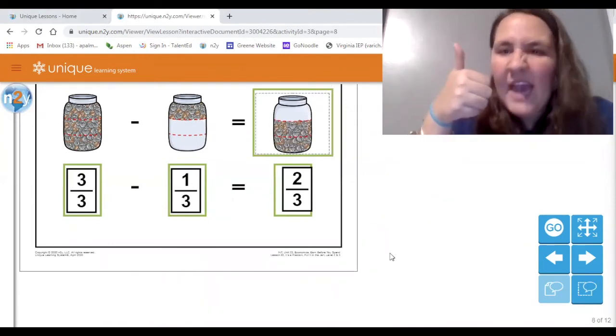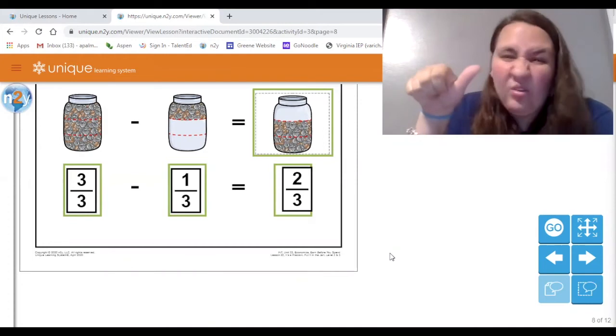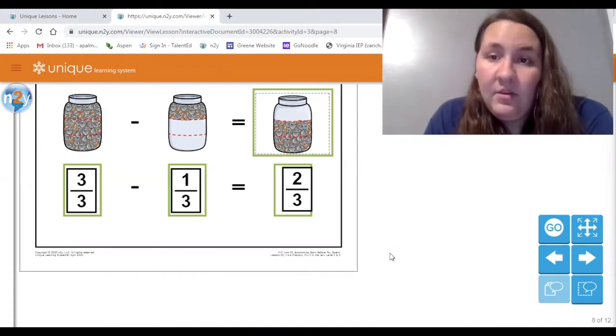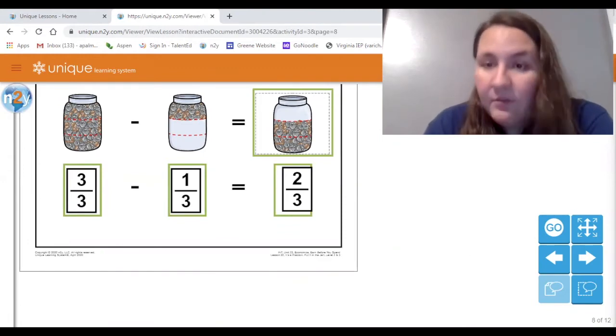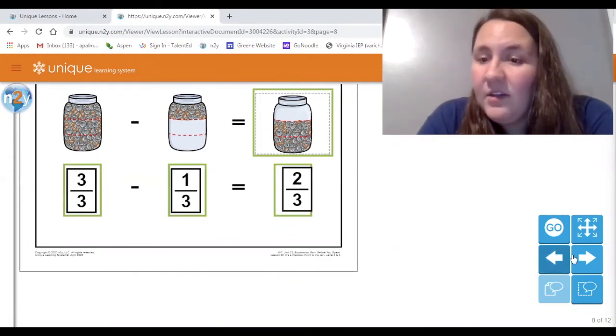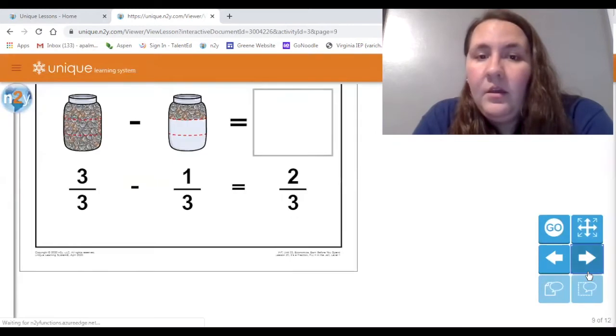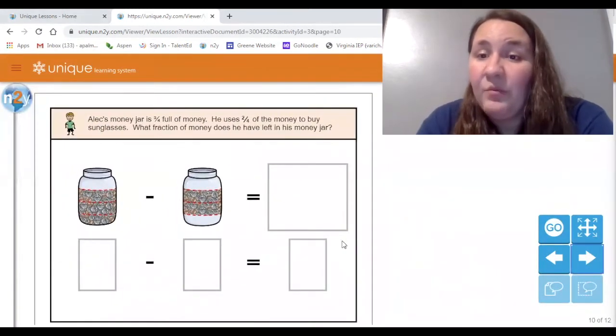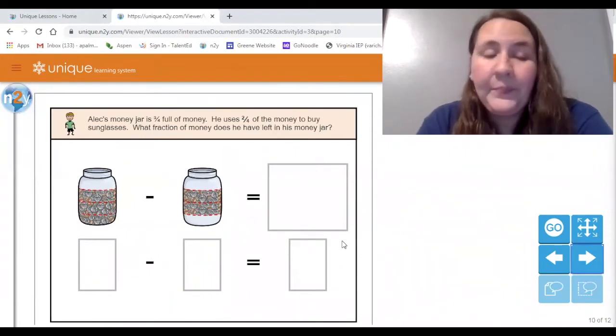How we feeling? Thumbs up, I'm okay. Thumbs to the side, I'm not really too sure. Thumbs down, I am totally lost. Awesome. Okay, a lot of us are feeling pretty good. So let's try another example. All right, we're going to do the same thing. We're going to read it, then we're going to find our fractions, then we're going to do our work, okay?